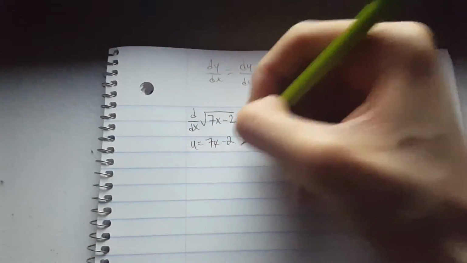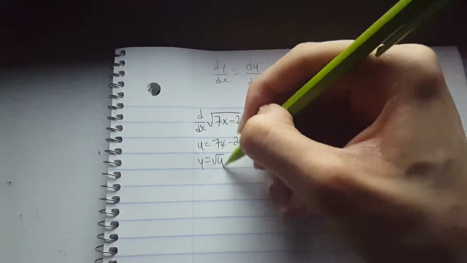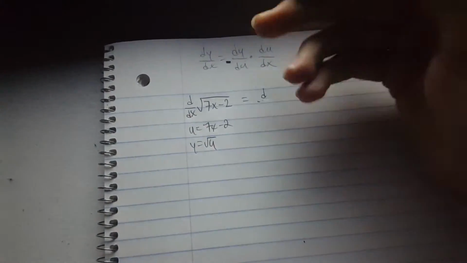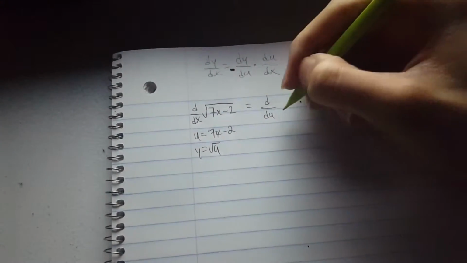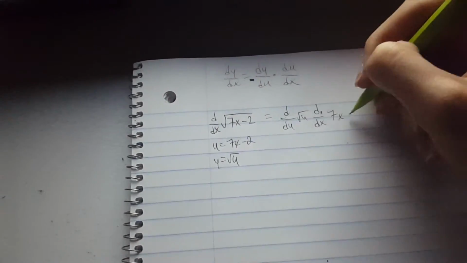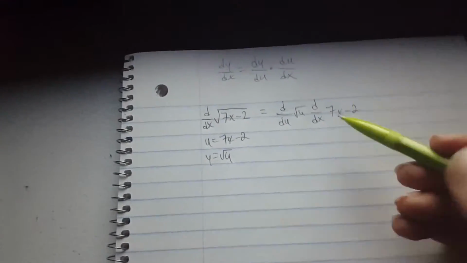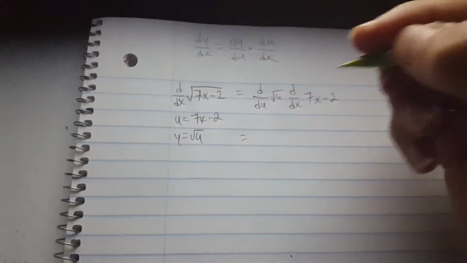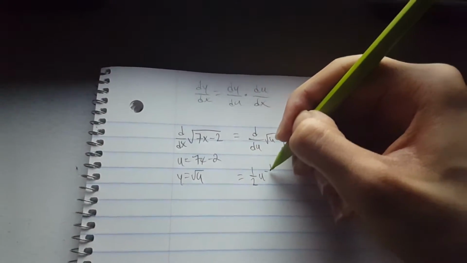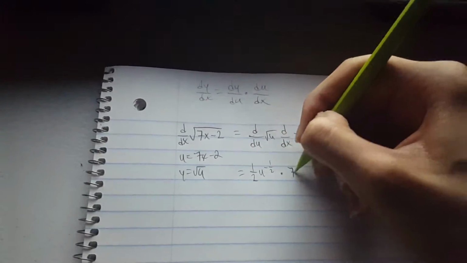First we're going to define what u is, and we'll just let u be what's inside the radical here. So this is going to be 7x minus 2, and we'll define y as the square root of u. With this information we can now put d over du of square root of u multiplied by the derivative of 7x minus 2. Essentially this is just going to be 7. The 2 goes away because it's just a constant. And then with the power rule, this gets rewritten as half u raised to the negative half power times 7.